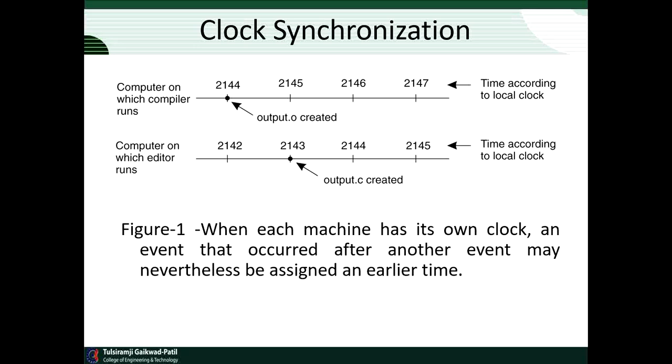In any centralized system, time is unambiguous. When a process wants to know the time, it makes a system call and the kernel tells it. If process A asks for the time and then a little later process B asks for the time, the value that B gets will be higher than that got by A. It will certainly not be lower. In a distributed system, achieving agreement on time is not trivial.